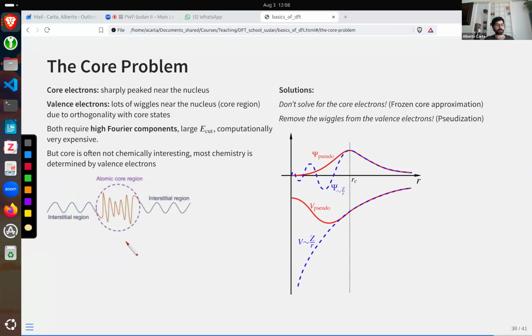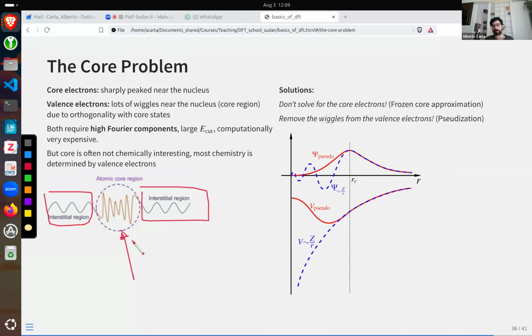So in a realistic system, this looks something like this. We have a crystal, and we have some slowly varying part between the atoms. These are interstitial regions, and then in the middle we have this extremely wiggly part, which is the atomic core region. We want a way to somehow tame this extremely wiggly part. From a chemical point of view, as I said before, it is not extremely interesting, because it's stuck there. It describes what happens to the electrons in the nuclei.